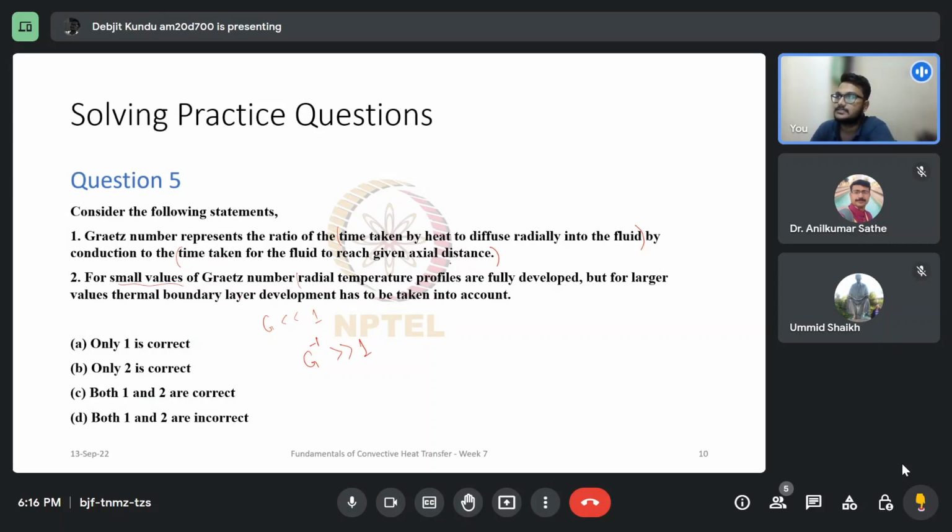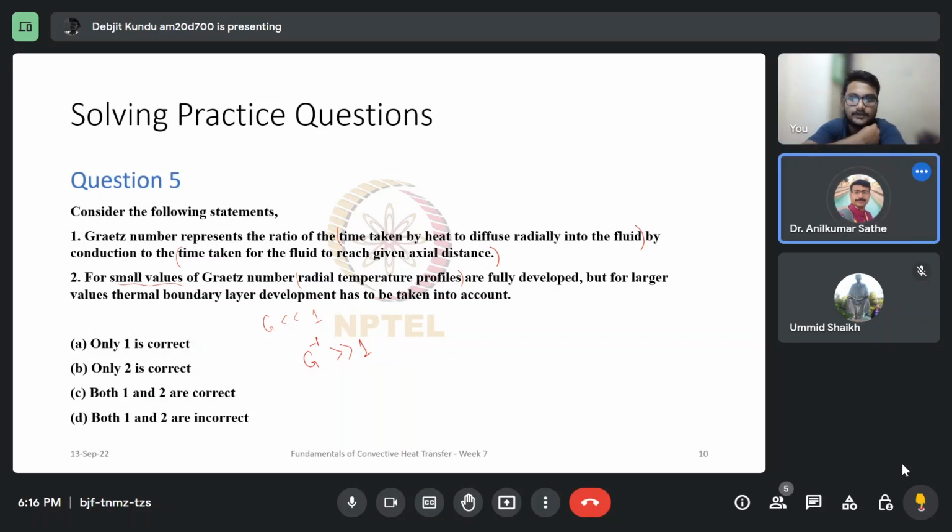Radial temperature profiles are fully developed. Mostly we have been looking at the radial temperature profiles only, and the axial changes only occur in the development zones. So here it says that for small values of Graetz number, the radial temperature profiles are fully developed, but for larger values, thermal boundary layer development has to be taken into account. So if I simplify this statement, depending on the Graetz number, we can predict whether the flow that is being considered is fully developed or not.